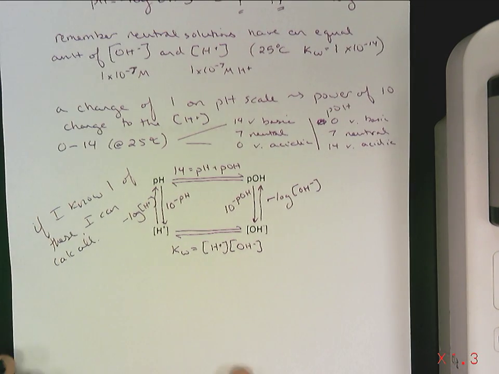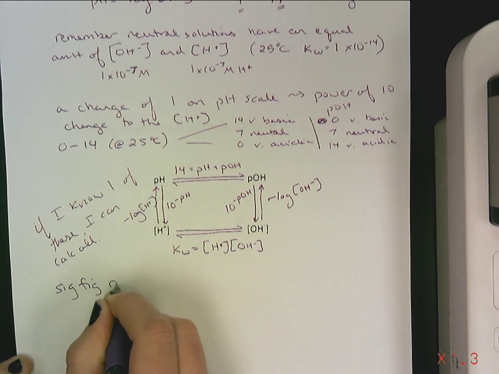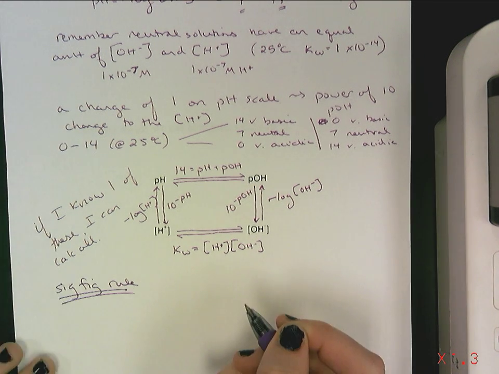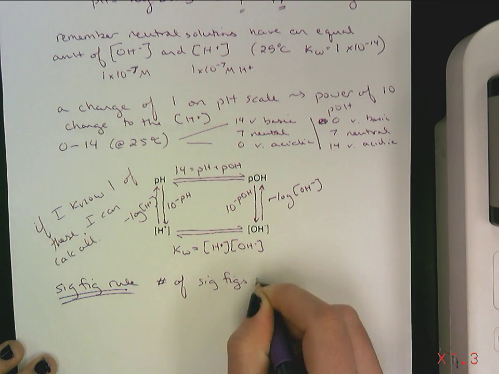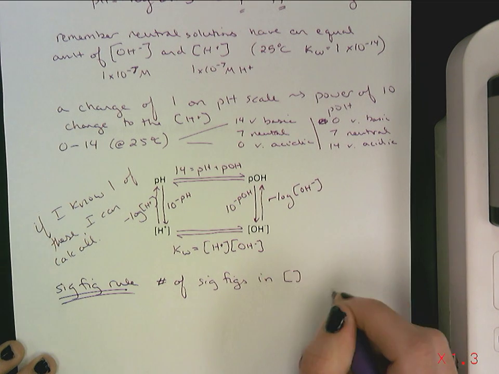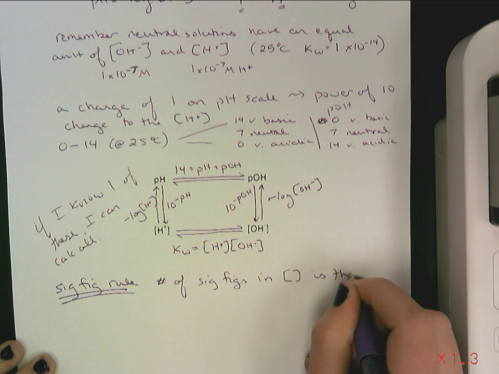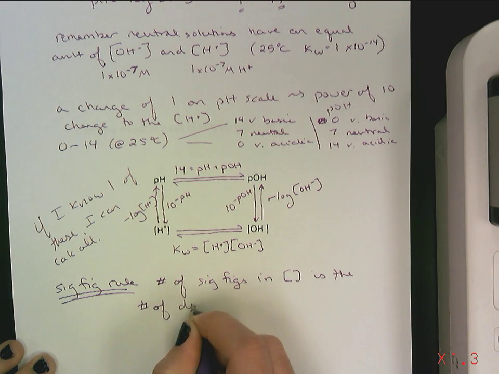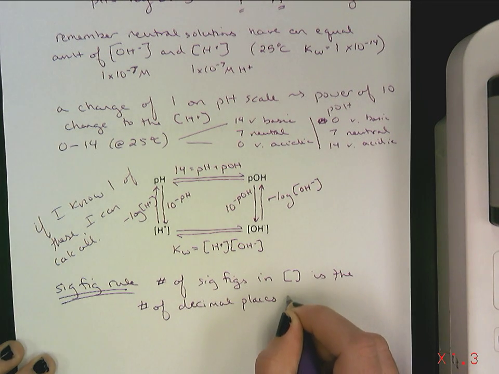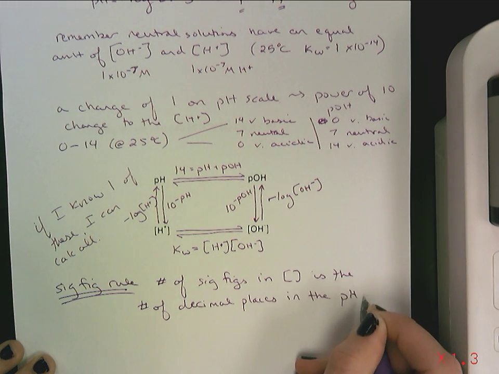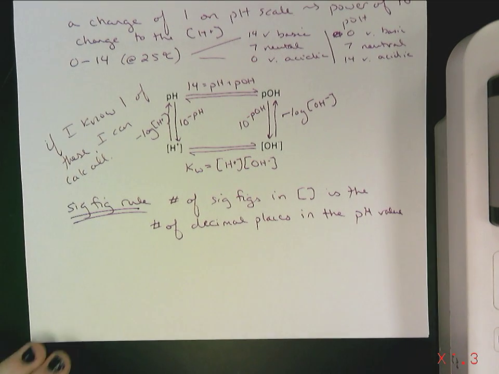All right, let's do one, because there's also a kind of funky, weird sig fig rule. That funky, weird sig fig rule is that the number of sig figs in the concentration, so in the normal unlogged values, is the number of decimal places, so places after the decimal point, in the pH value.